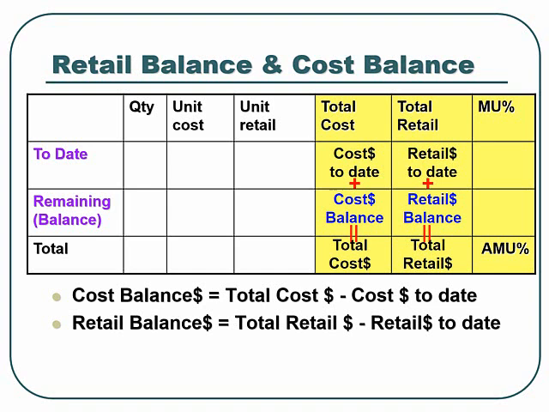The same logic applies to the calculation of retail balance dollar. So retail balance will be total retail minus retail to date. Right? Out of the total retail value of the total merchandise that we need to purchase, if you subtract the retail value of the merchandise that we have purchased so far to date, what's left will be the retail dollar for the balance, the remaining purchases that we're going to make, right?